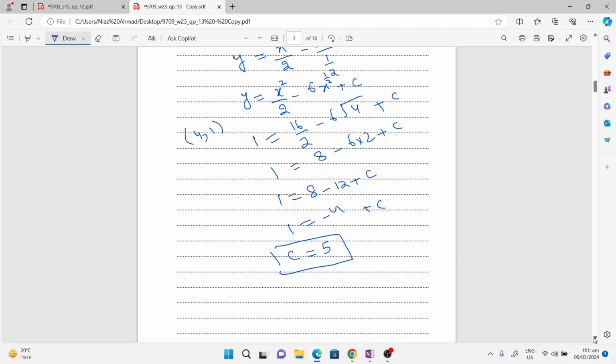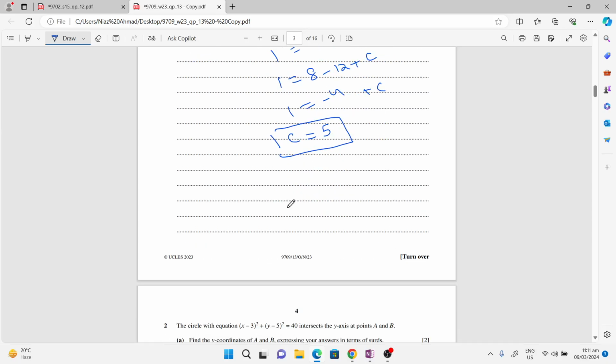So what is the equation of the curve? Your equation of the curve would be y equals x squared over 2 minus 6x to the power 1 over 2 plus 5. This is my final equation of the curve.